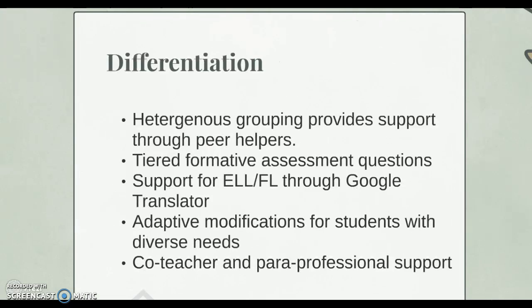The differentiation in this unit: heterogeneous grouping will provide extra support through peer helpers for students in need. The formative assessment questions can be tiered for different levels of Bloom's taxonomy to reach the level of each student. Support for English language learners and foreign language learners will be given through Google Translate. And adaptive modifications for students with diverse needs can be made to the geocaching activity to make it accessible for all people.